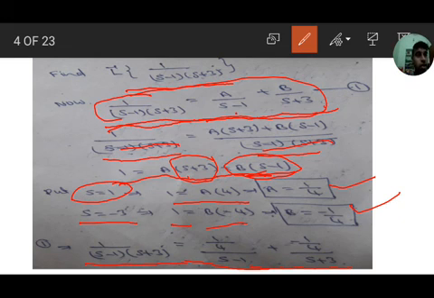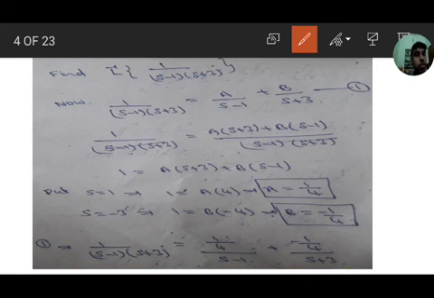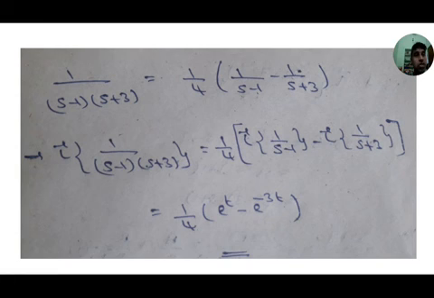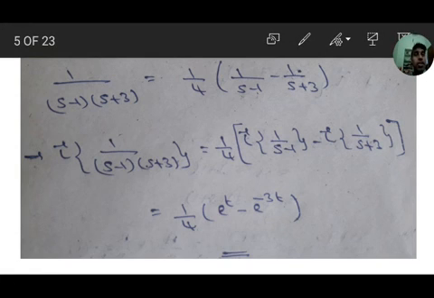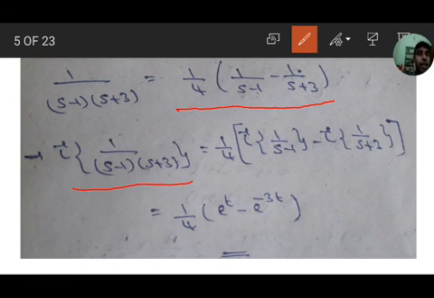Then we need to find the inverse Laplace transform of this function. 1 by (s minus 1)(s plus 3) equals 1 by 4 into [1 by (s minus 1) minus 1 by (s plus 3)]. 1 by 4 is the constant outside. And its inverse Laplace transform, L inverse of 1 by (s minus 1)(s plus 3) equals 1 by 4, the coefficient outside.